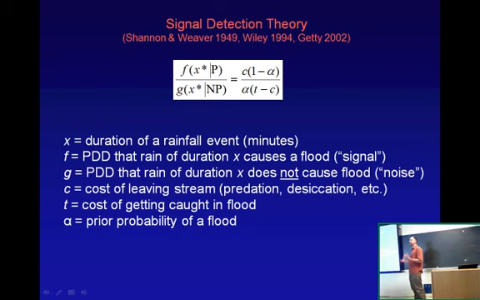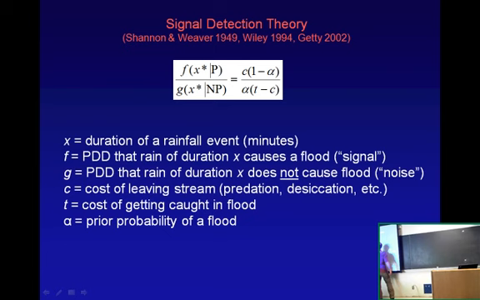So you have some event, which could be rainfall of duration X, and then you have some probability or a distribution that describes the probability that that rainfall event is actually going to cause a flood. So that's signal. That's what you want out of the environment. You want to know if something's going to happen. But then you have noise. So there's another probability distribution. And these are all the events that might be long rainfall events, but they result in nothing actually happening. So that's the noise or the false alarms. So the first part of this is essentially a signal-to-noise ratio.